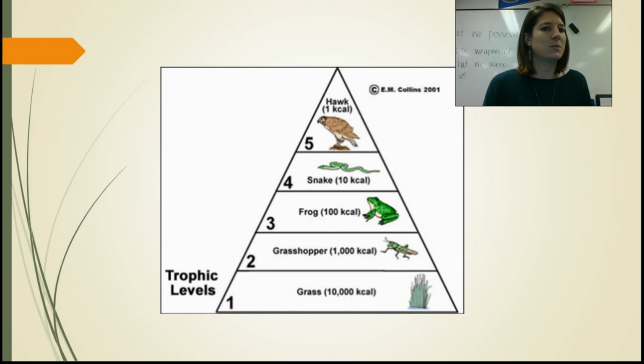They're not destroyed because we know that energy is not created or destroyed. The frog that eats the grasshopper will only have 100 kilocalories. The snake that eats the frog will only get 10. And finally, the hawk that eats the snake will only get 1. So you should notice a pattern right now. And that pattern is each time we move up, only 10% of the energy is transferred.